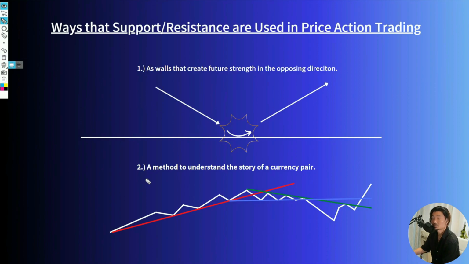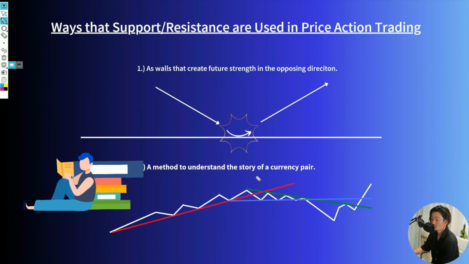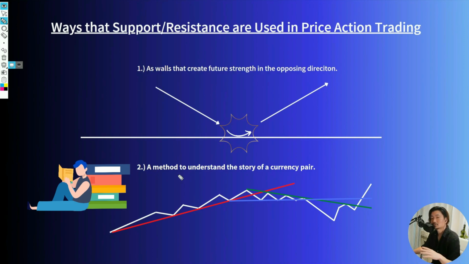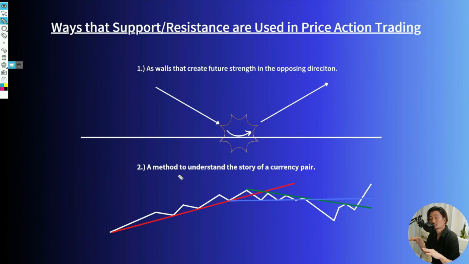Okay? And then the second way that a price action trader uses support and resistance is as a method to understand the story of a currency pair. Now, support and resistance, especially used on the higher time frames, could give you a bird's eye view of the story of a currency pair, or in other words, what's been happening with the currency pair in the longer time spans. Okay, if you want to understand how that's done, please refer to the price action lesson in the intermediate course. All right, so that's the basics of support and resistance.